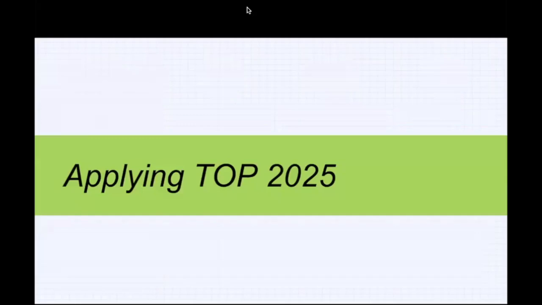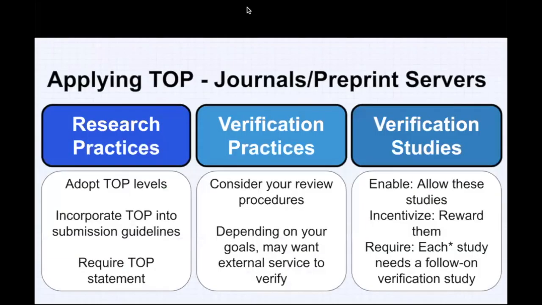All right, so I want to close by talking about some potential different applications for the framework from the point of view of different stakeholders. We have just a few minutes left, so I will go through these fairly quickly. If there's some time at the end, I can still take a few questions.